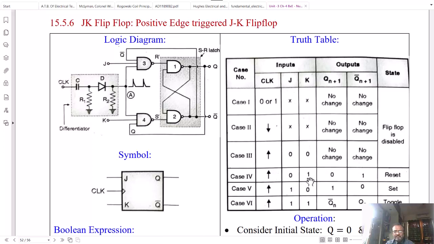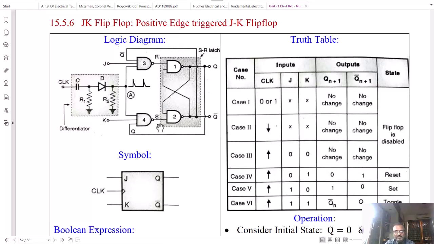Now consider the very important state, that is the fourth state. When J is 0 and K is 1 and the clock is also rising from 0 to 1. Then let us assume temporarily that the clock is 1 and the J input is 0, and when the J input is 0, definitely the R dash input is in logic 1 state. Whereas consider gate 4: K is 1, clock is 1, and Q is also 1. So the S dash input is in the logic 0 state.